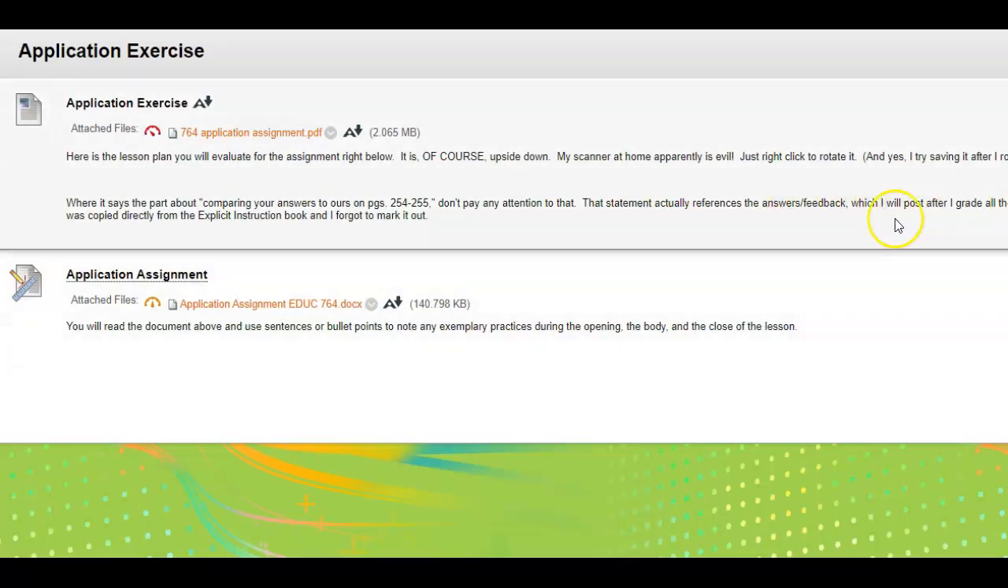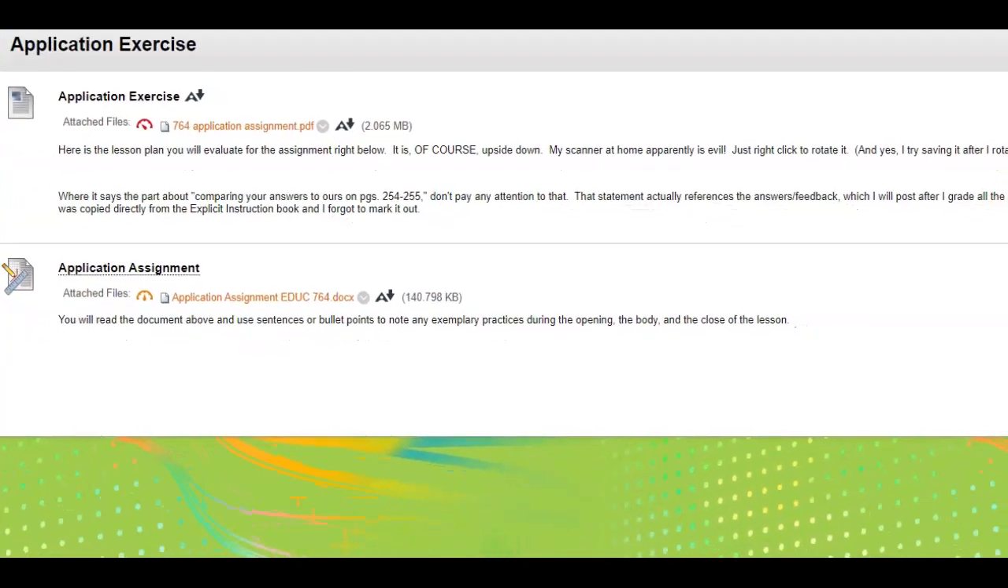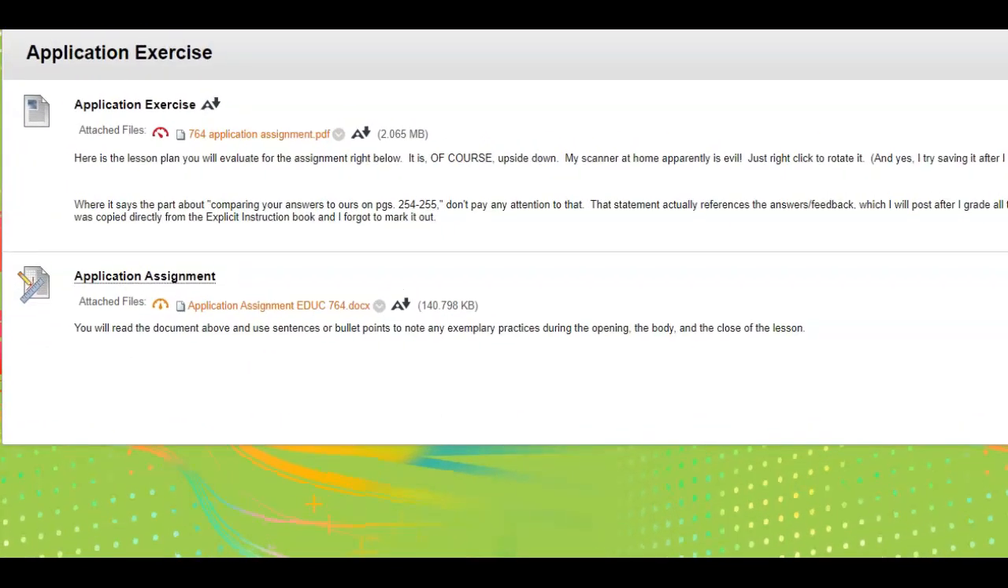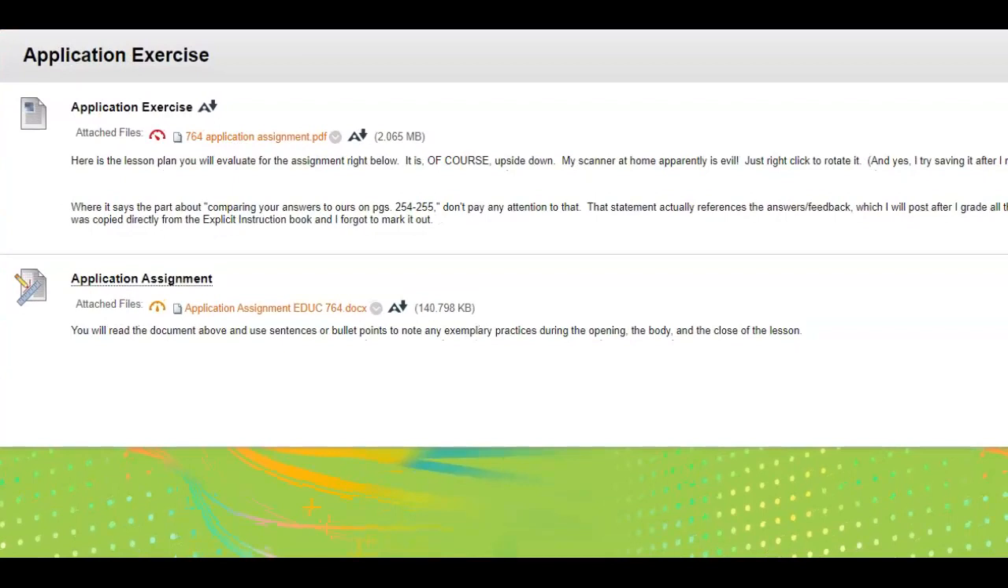I will post their answers, their suggestions, after I grade your submitted assignments. Sorry about any confusion. That part was copied directly from the Explicit Instruction textbook, and I just forgot to mark it out. So you don't have to worry about having the textbook. You do not need it, and I will post the answers later on.